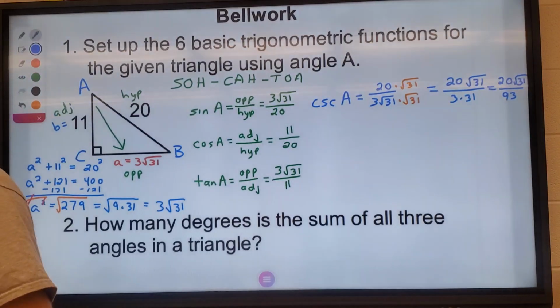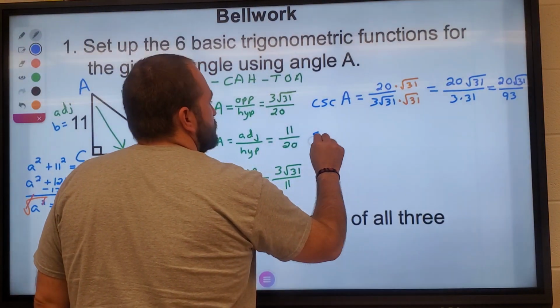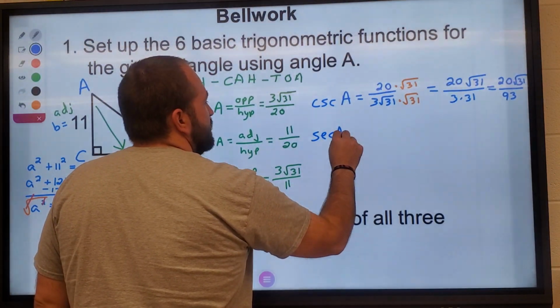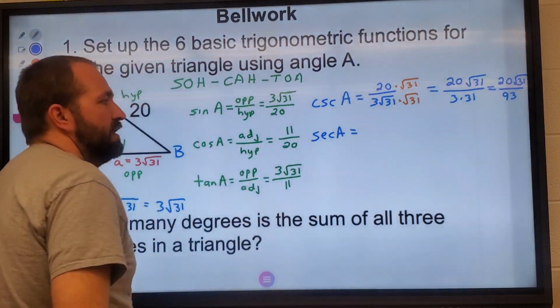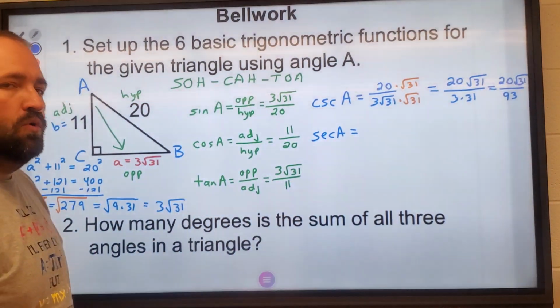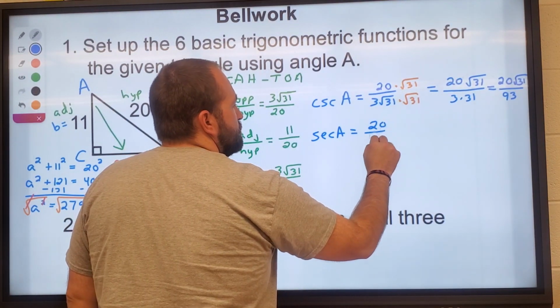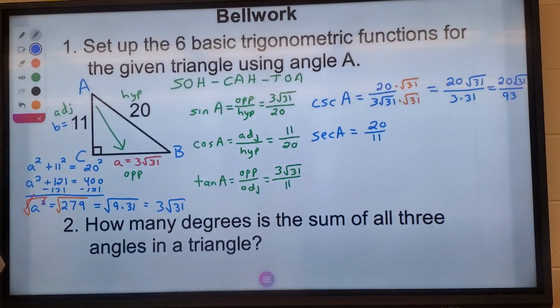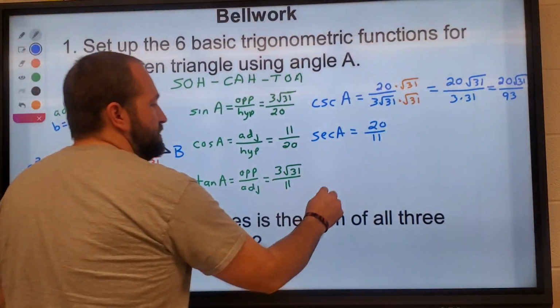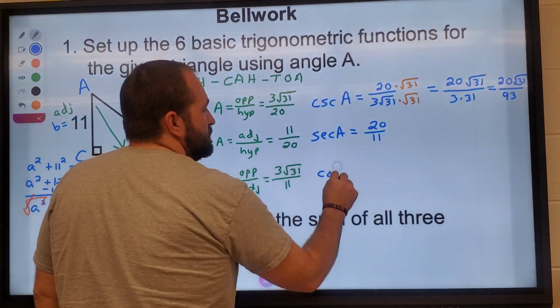Okay, secant, SEC of A. Again, we just take that and we flip it. Here we don't have a square root, so 20 over 11 is my answer. Cotangent, sixth and final one.